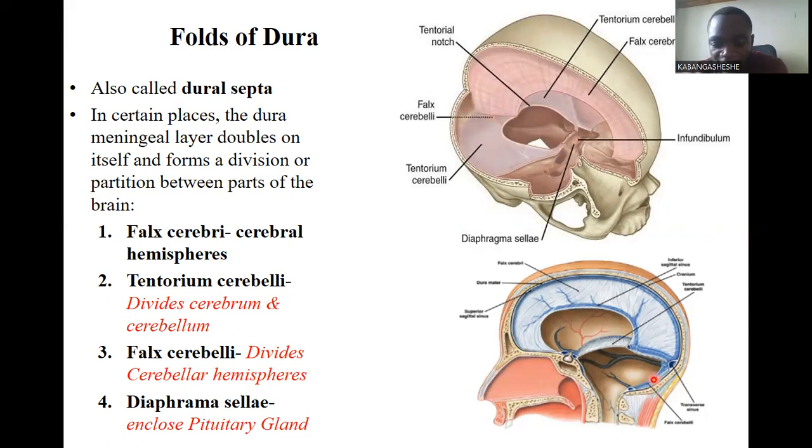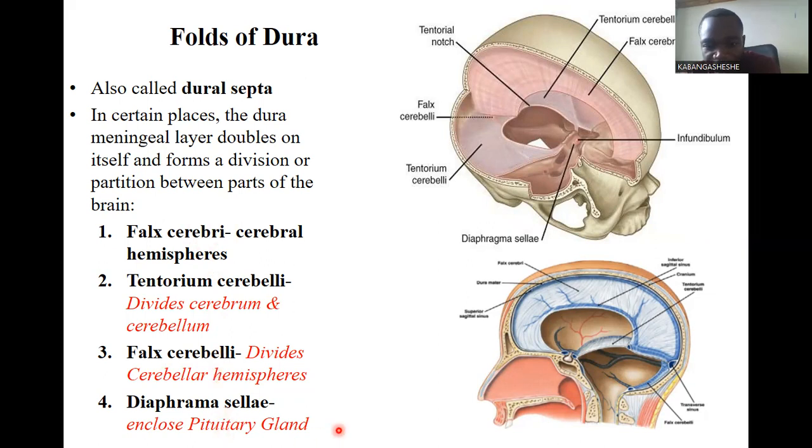So on our end here, it will be, for example, the right hemisphere of the cerebellum. On the far end there, it will be the left hemisphere of the cerebellum, split by the falx cerebelli. So take note of the difference in nomenclature here: falx cerebelli, falx cerebri, cerebrum, cerebellum.